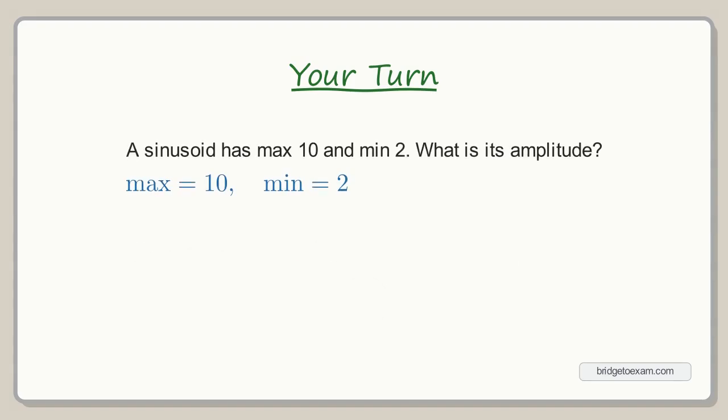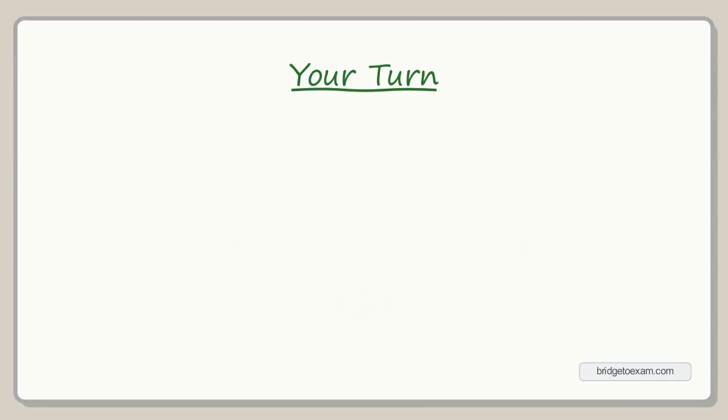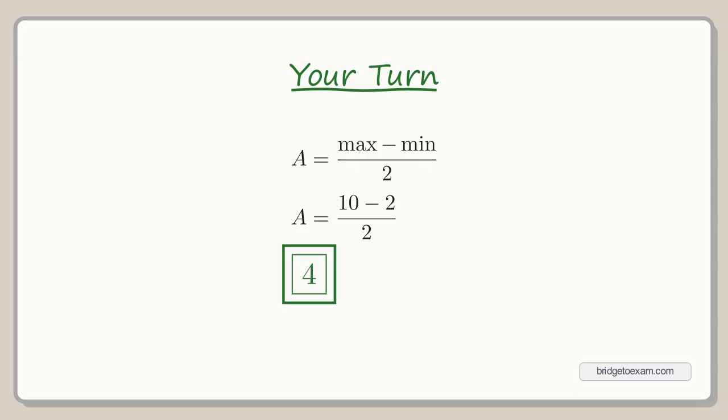Your turn. A sinusoid has max 10 and min 2. What is its amplitude? Pause the video and solve it. Here is the solution. Work line by line, then check the final answer against the original question.